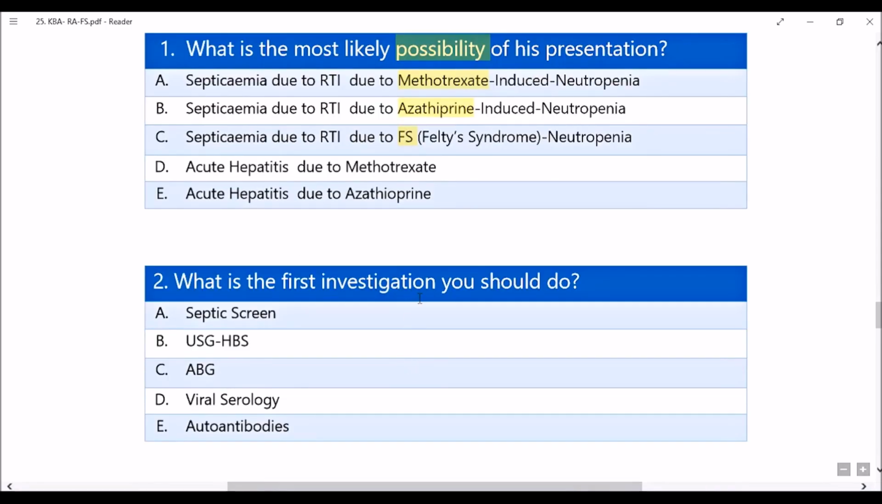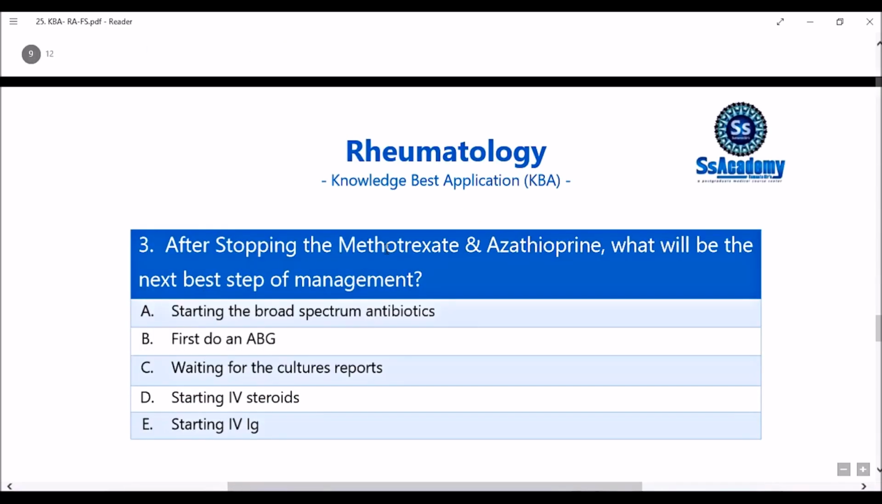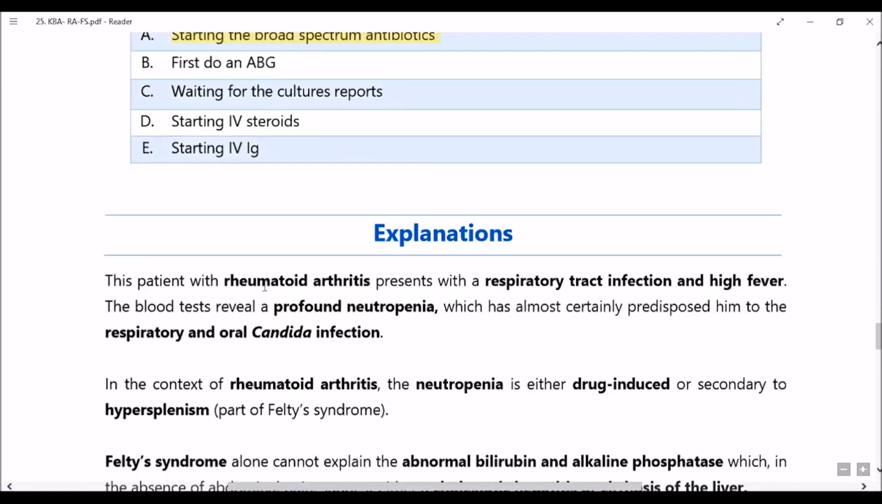What is the first investigation that you should do? Yes, of course, if it is the methotrexate or azathioprine or Felty syndrome that can cause the neutropenia, so that should be the septic screen. After stopping the methotrexate-azathioprine, what will be the next best step of the management? Of course, starting the broad-spectrum antibiotics first.